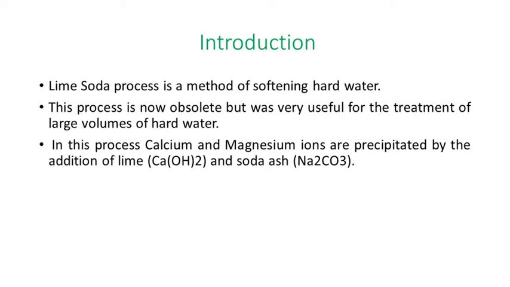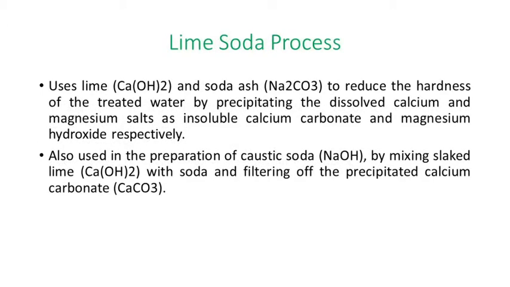So, the lime soda process is a method of softening hard water. This process is used for a large volume of hard water. In this process, calcium and magnesium ions are precipitated by the addition of lime, calcium hydroxide, Ca(OH)2, and soda ash, sodium carbonate, Na2CO3. Okay. So, what happens in the lime soda process?